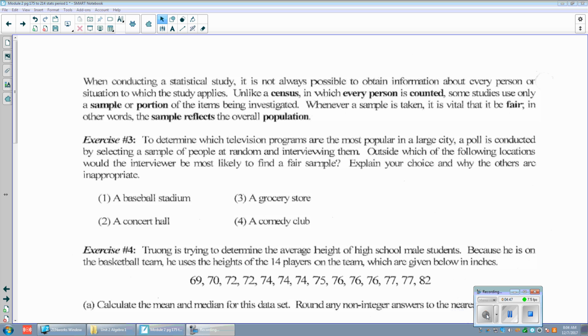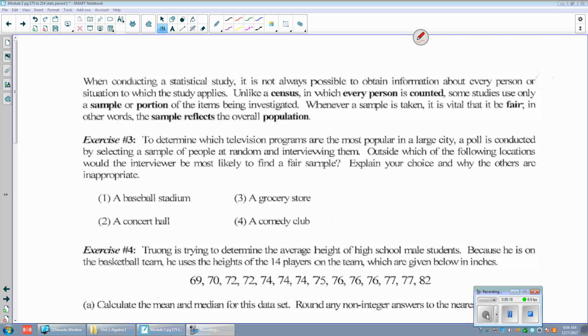On the next page, when conducting statistical studies, it's not always possible to obtain information about every person. Can we ask every person in the school what their favorite ice cream is? We could. Can we ask everyone in Susquehanna Valley School District what their favorite ice cream is? More difficult, but we can. Can we in this class ask everyone in New York State what their favorite ice cream is?